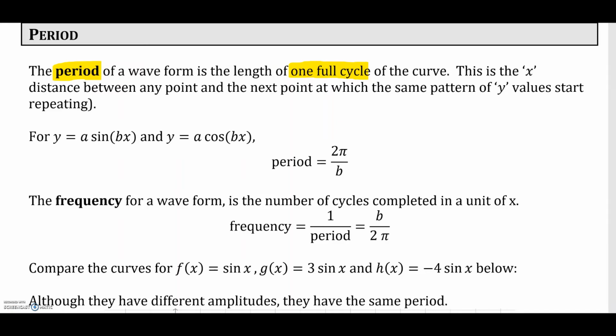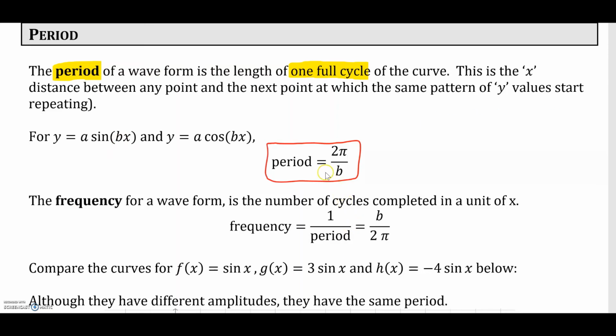times sine bx, or y is equal to a cos bx, we can define the period as being equal to 2 pi divided by b. In the last video, we looked at how the period of sine x and cos x were both 2 pi, and in those special cases, b is equal to 1.